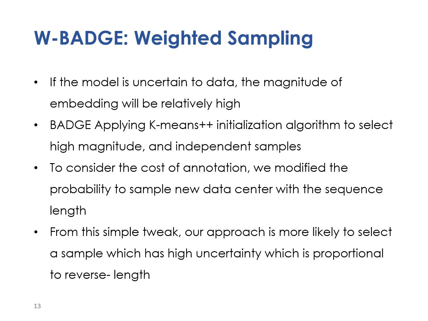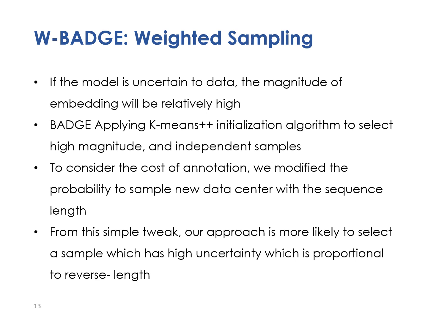Previously we acquired the gradient embedding; if the model is uncertain about the data, the magnitude of the embedding will be relatively high. To capture both uncertainty and diversity, sampling is needed to find samples which the current model is uncertain about and which are different from each other. Batch applies the k-means++ initialization algorithm to sample k-centers to select high-magnitude and independent samples.